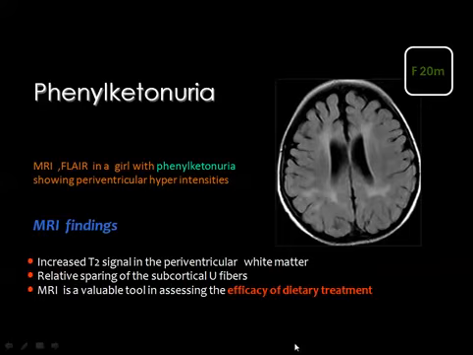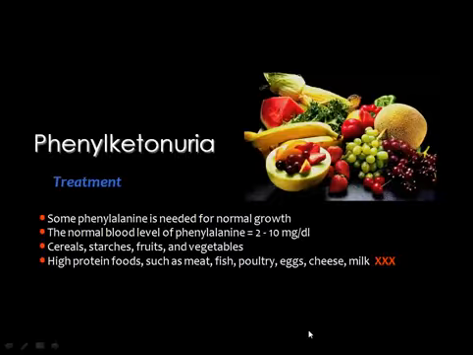In MRI, you can see the affected white matter will show hyperintensity in the T2 and FLAIR weighted images, and there is some relative sparing of the subcortical U fibers. MRI is better than CT in assessing the efficiency of dietary treatment. And these patients should receive the needed phenylalanine, which is essential for growth.